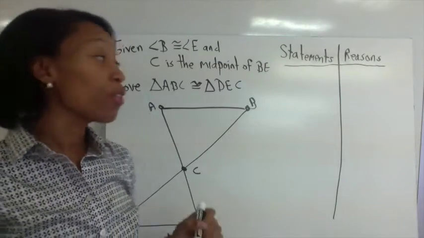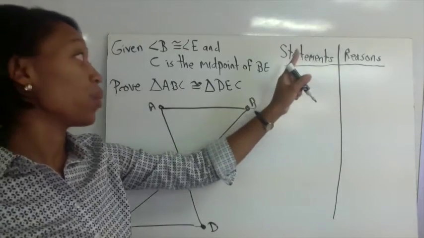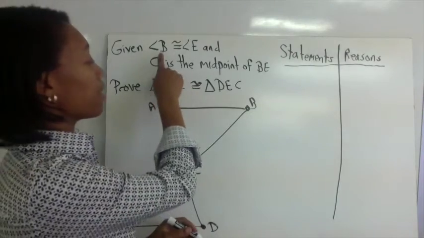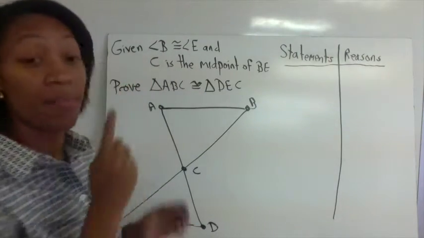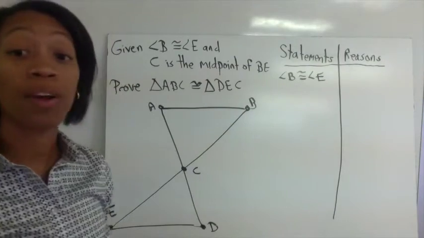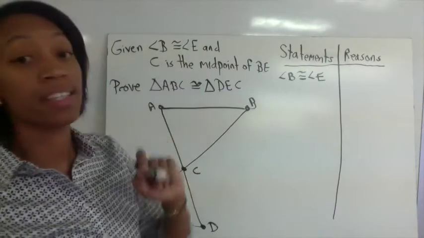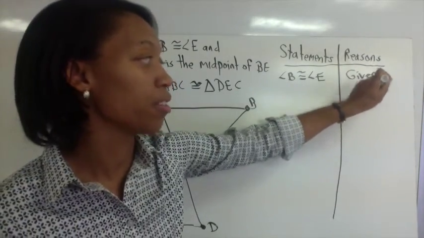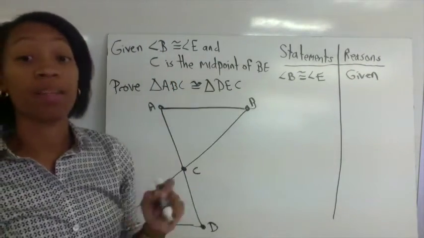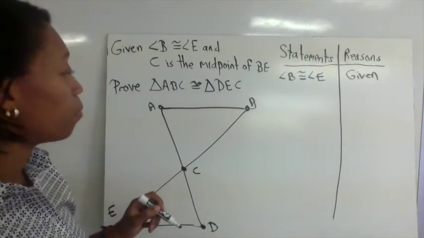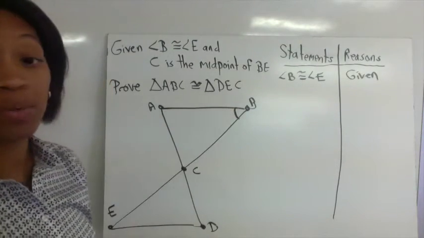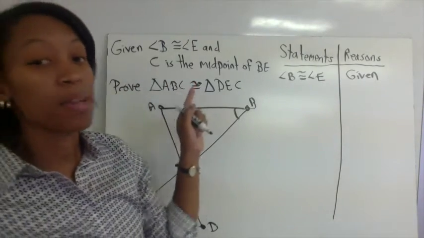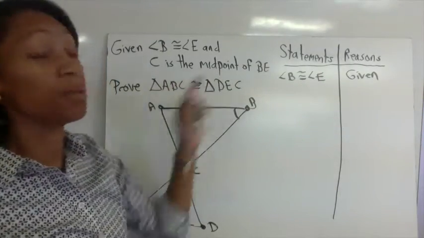Okay, now I know that the first thing in my statements column is going to be whatever they have as the given. So it says that angle B is equal to angle E. Let's put that first. All right, and the reason that I know that is because it's given. So my first reason over here is always the same, pretty much, given. All right, and as I go, I want to mark that in the picture. So in the picture, let's mark angle B congruent to angle E.